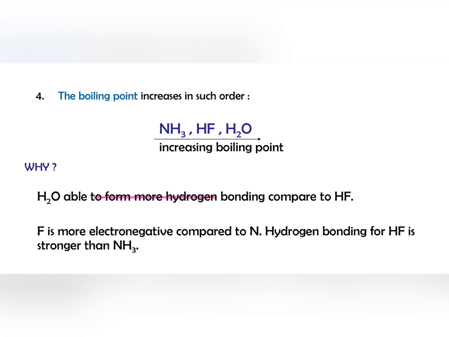Okay, alright, so next. Kenapa kita letak susunan NH3 dengan HF begini? This is because F, fluorine atom, is more electronegative compared to nitrogen. So hydrogen bond in HF is stronger compared to NH3. So HF is stronger than NH3.